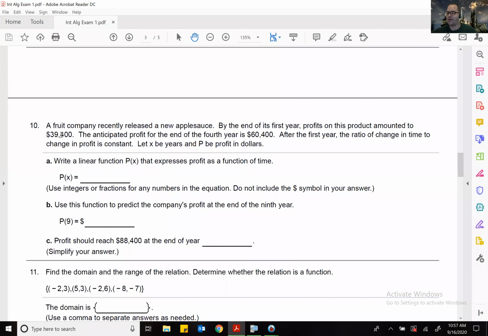1 comma 39,400. Because the 1 is you're in the first year. That's 1. And then comma 39,400, which makes sense because X is in years. This is the first year, so that's X. And P is in profits, so that is the Y value, 39,400. All right. What is the point that is in disguise in the third sentence?